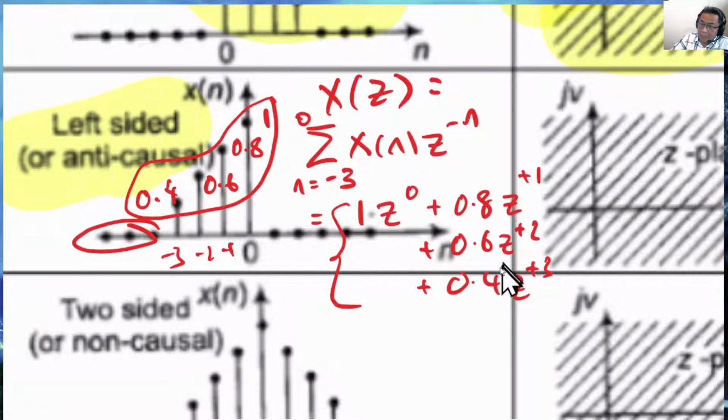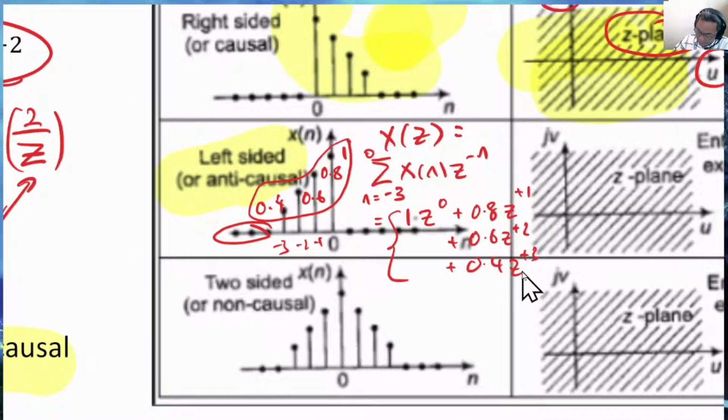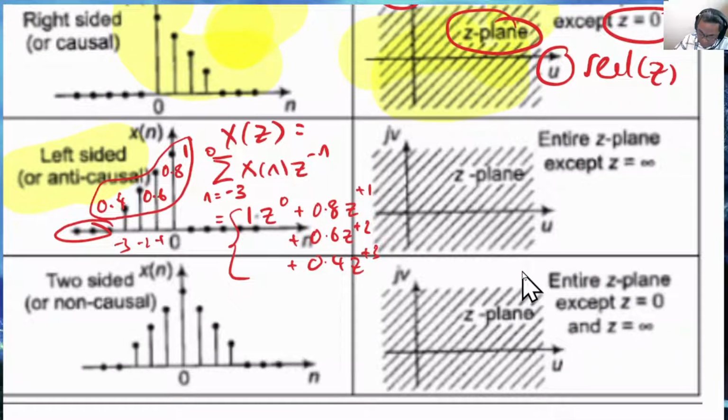And for any z, as long as it's not infinity, we can add it up. Except, of course, when z equals to infinity. So the answer is for finite left-sided or anti-causal sequence, the entire z plane is the region of convergence, except when z equals to infinity.